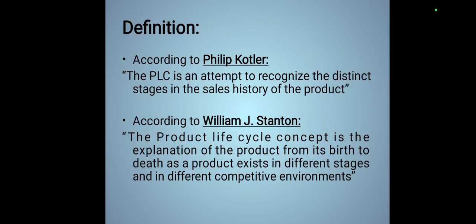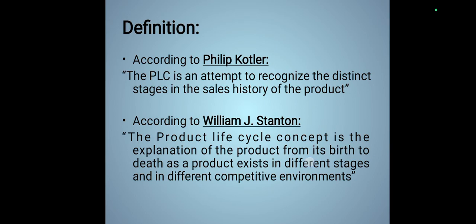There are two main definitions. Number one, according to Philip Kotler, the PLC is an attempt to recognize the distinct stages in the sales history of the product. The second definition is given by William J. Stanton. He says that the product life cycle concept is the explanation of the product from its birth to death, as a product exists in different stages and in different competitive environments.